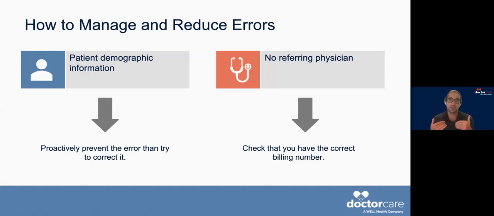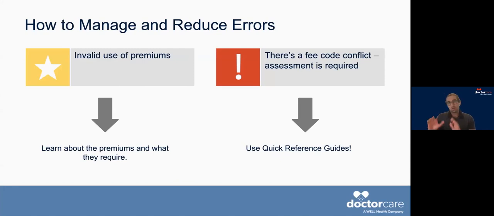The best step is always build the most accurate bill, the most proper bill, but sometimes you have to go for that second step. So moving on to the next two, we see these errors, they're not across the board as common as the previous two. But they kind of lump together, right? Invalid use of premiums and fee code conflicts, right? It's billing codes, you're not supposed to bill them or at the wrong times.